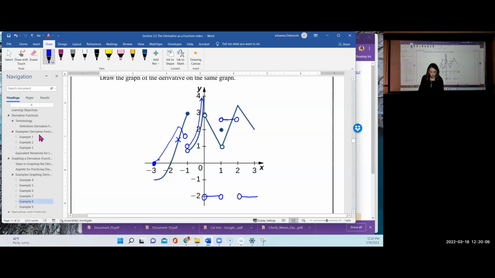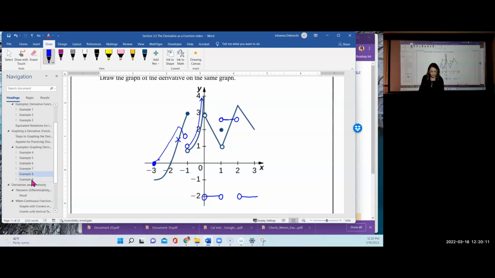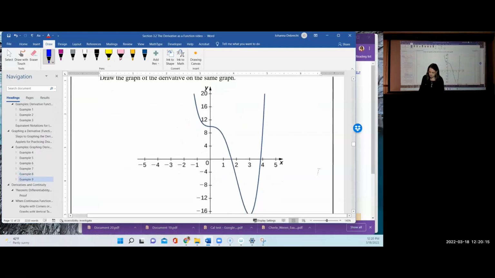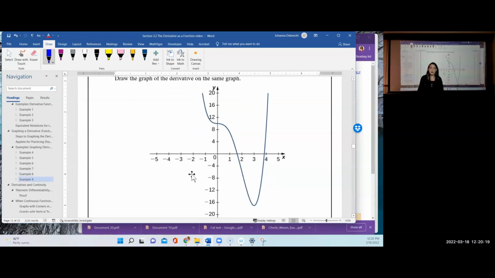Let's take a look now at one more example, example number 9. This is an interesting function. It has several changes in curvature, but it also has something that's called a saddle point. If you do much hiking in the mountains, you know what a saddle point is. It's like a false summit.